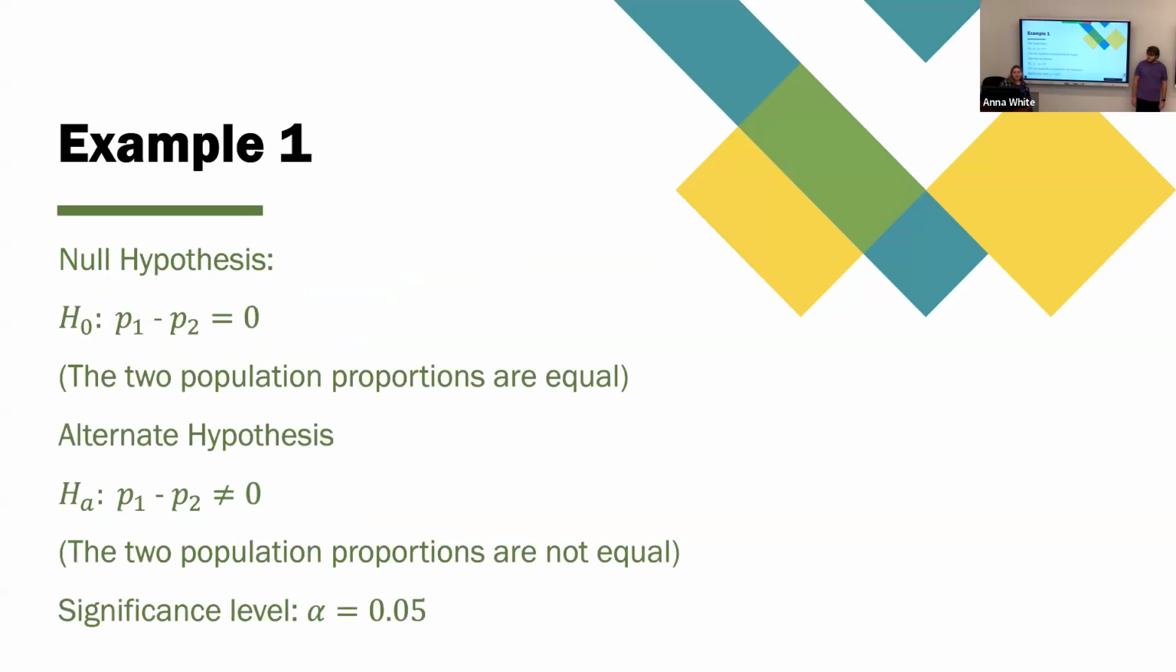And again, it is statistics, so you do need to know what the null and alternative hypotheses are for your test.